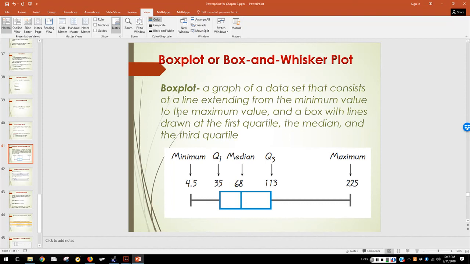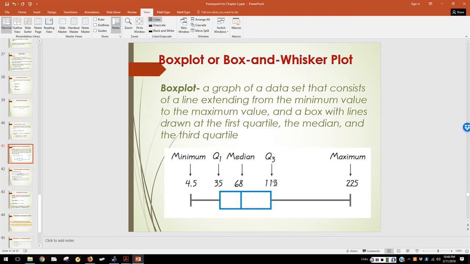In this data set, we don't know the actual values, but we know that the smallest one was 4.5. We know that 25% of the data was less than 35, and 75% of the data was more than 35. We know that half of the data was less than 68, because that's the median. So 50% was less than 68, and 50% is more than 68.